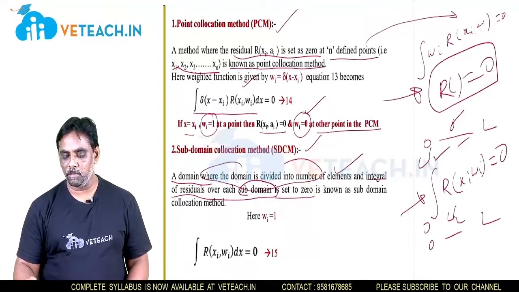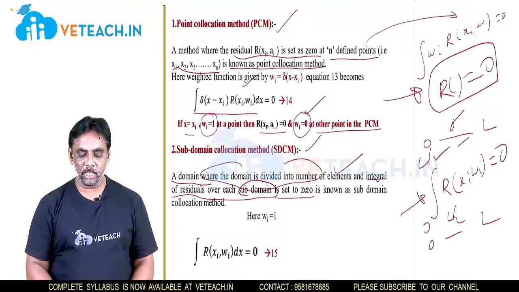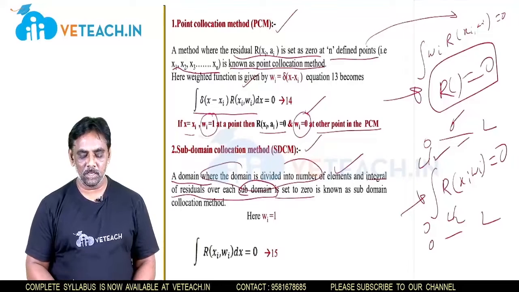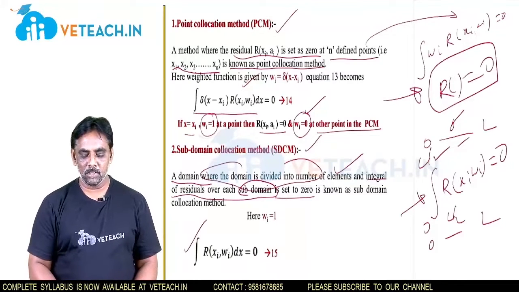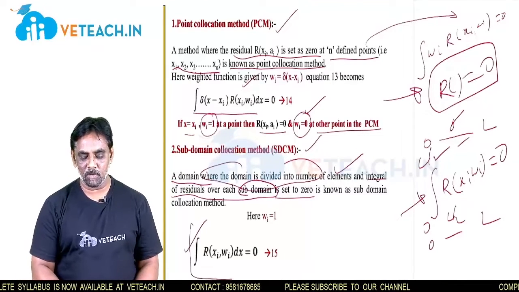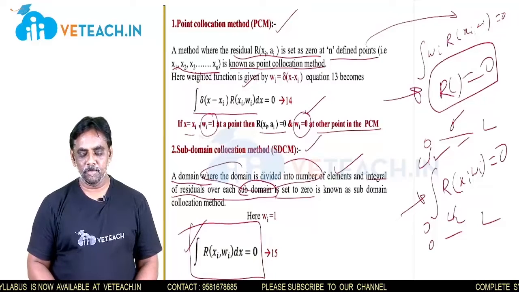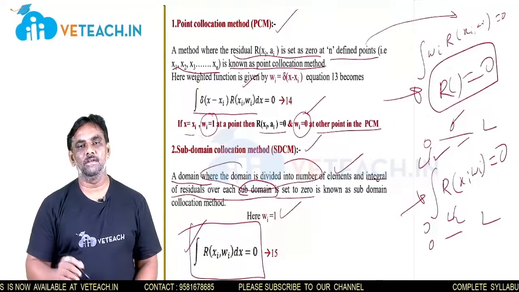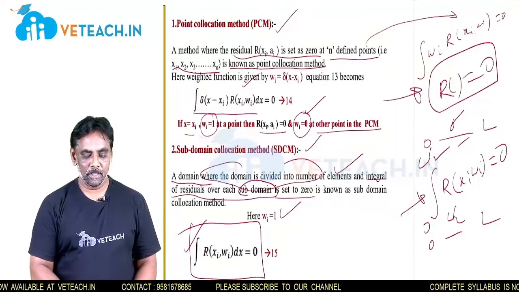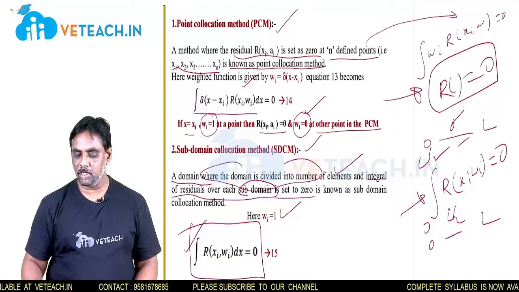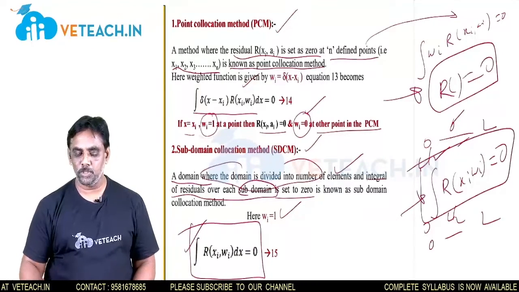Suppose there is a 0 to L domain, I can take 0 to L by 2 in the subdomain case also. Like this I can apply this method in the subdomain, that is over the integral, that residual will be 0. This is the formula where the weight function will be 1 because we are applying the subdomain. That is, in the case of subdomain, simply the integration of the residual will be 0.